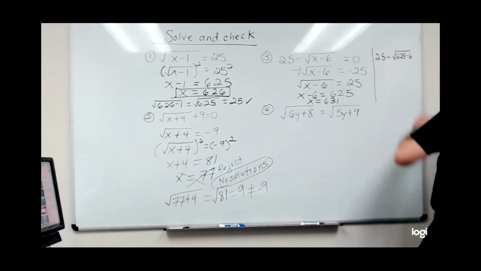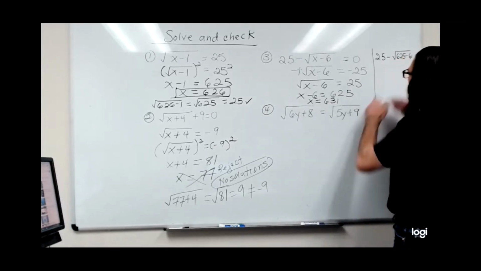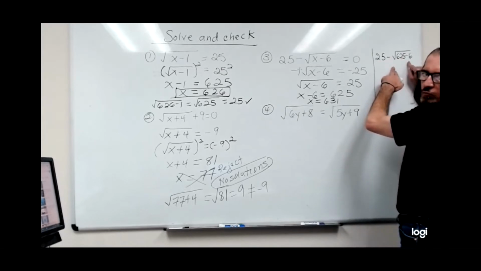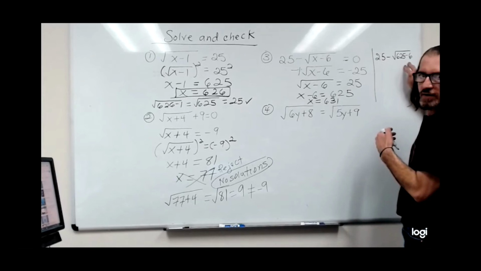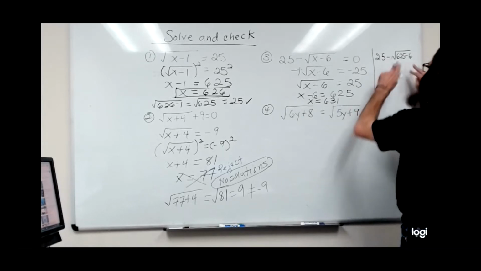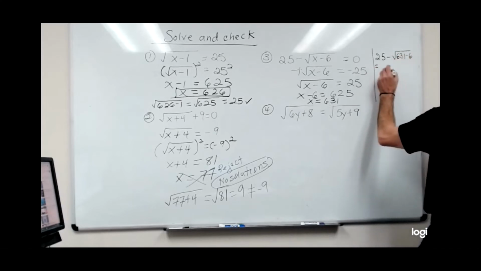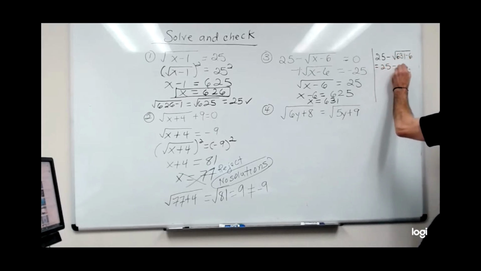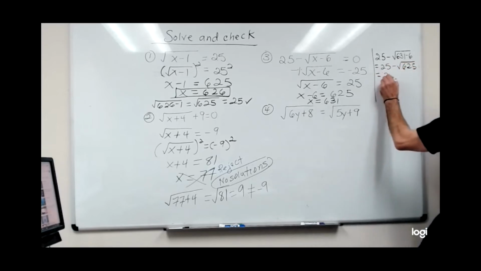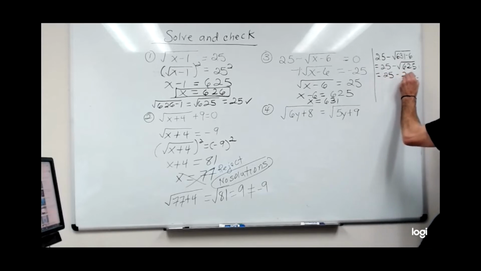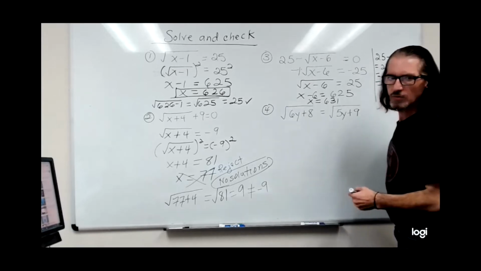So when we check this, remember, because taking a square root is the same as raising to the 1/2 power, we would have to work on what's inside the parentheses first. So here, find out what's under the root first. Oh, that was 631. Okay, 631 minus 6 is 625. Its square root is 25. So 25 minus 25 does equal 0. That answer does check out.